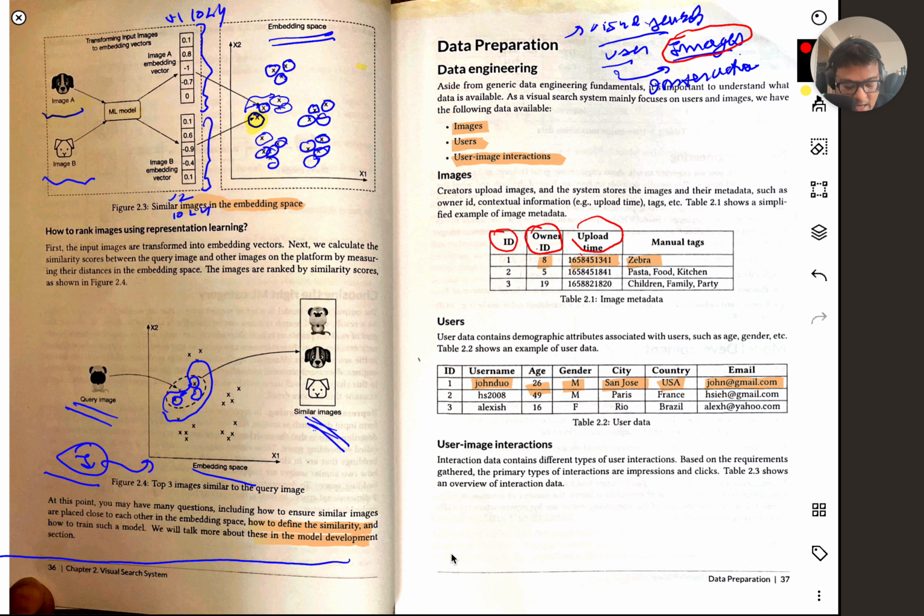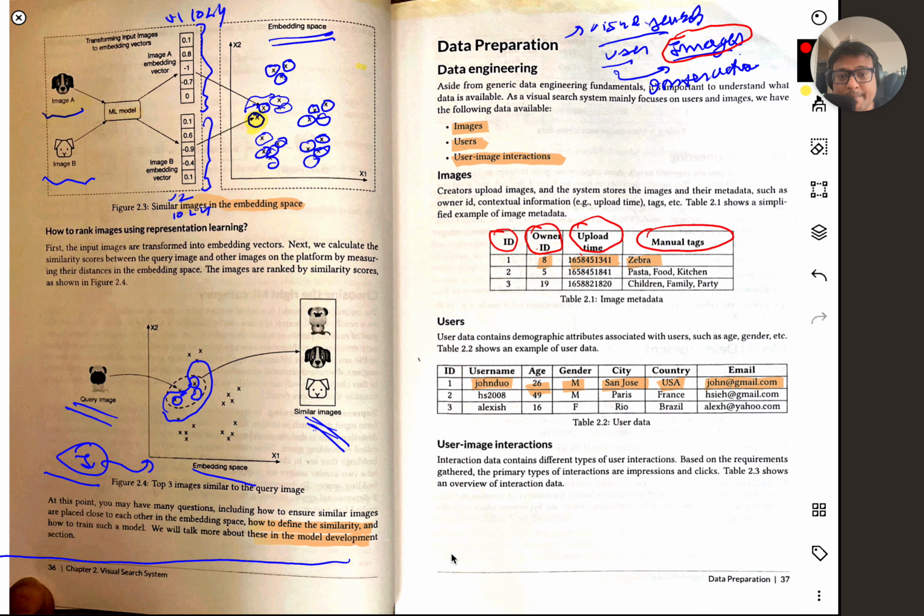And then you have upload time. For example, let's say a person uploaded the image very recently, that means it is a very hot product and it's more relevant. Obviously you want to get something which is more recent as compared to something which was uploaded thousands of years in the past.